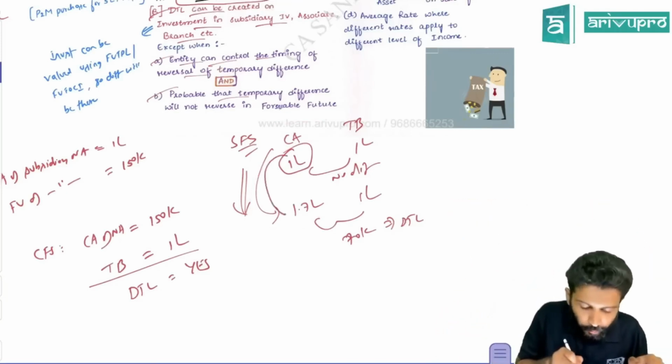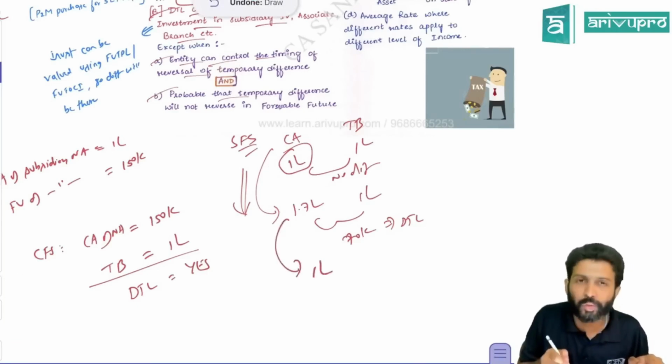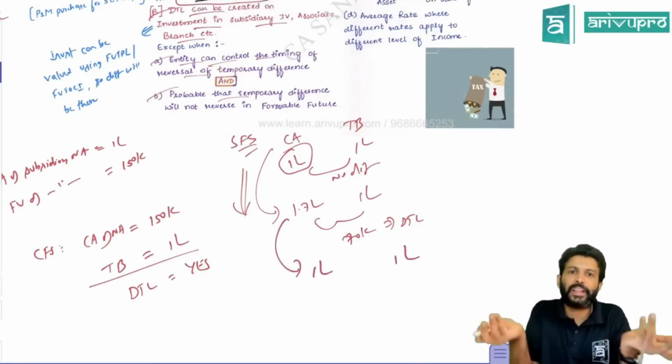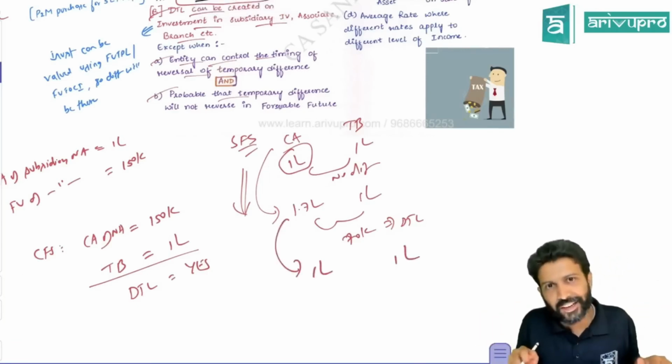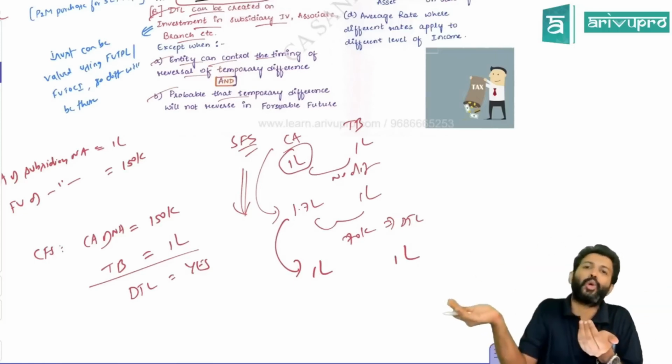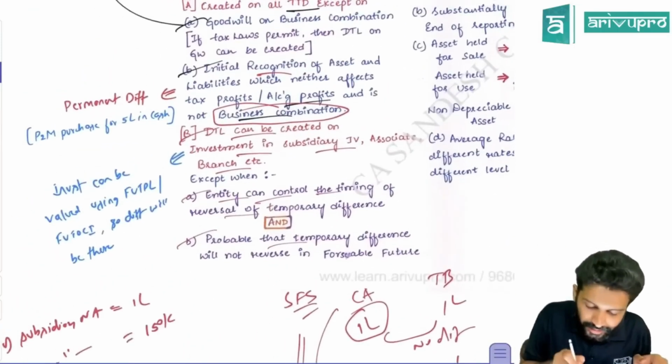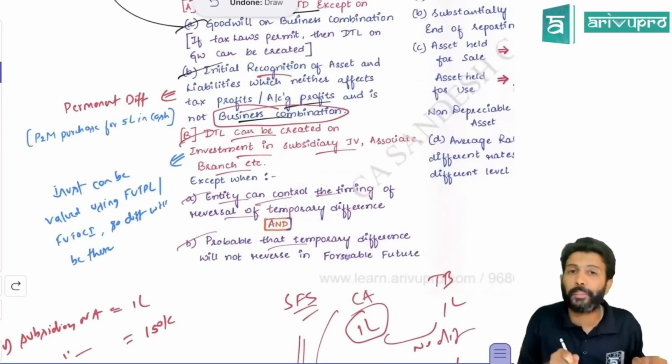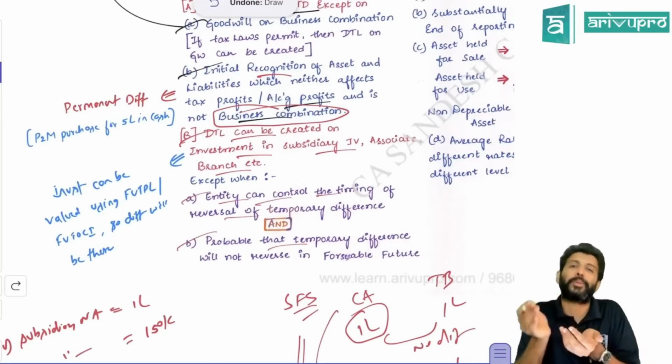If the fair value of the investment falls from 1,70,000 again to 1 lakh, the tax base is also 1 lakh. So will there be any difference? No. That means is DTA or DTL required? No. So who controls this? Obviously, the parent has control over the subsidiary company. So can the entity control the reversal of the timing difference? Yes, if it is a parent-subsidiary.